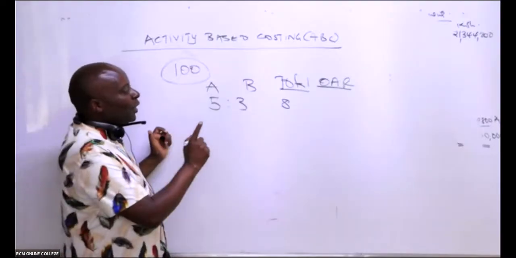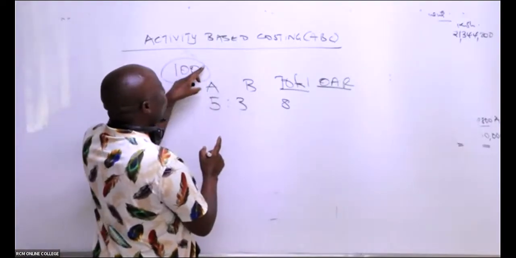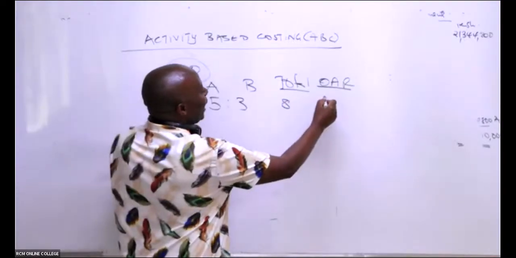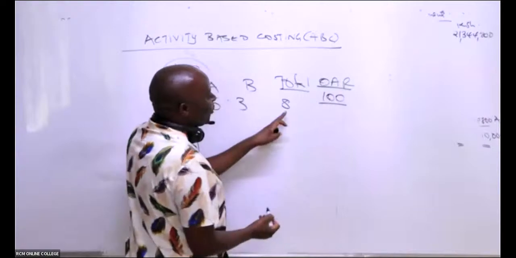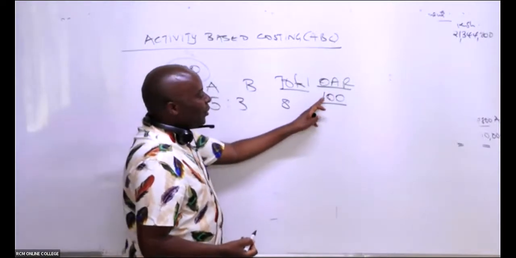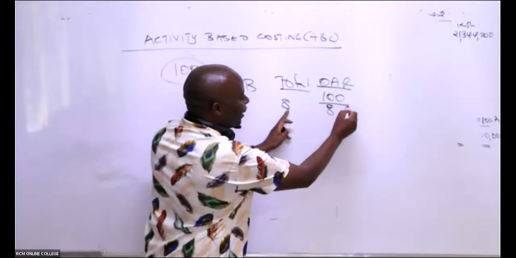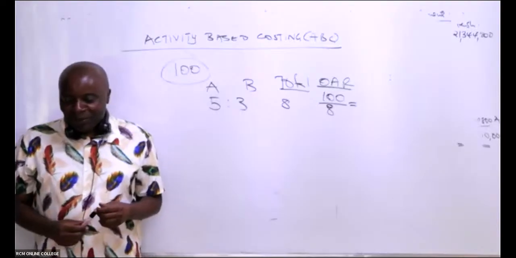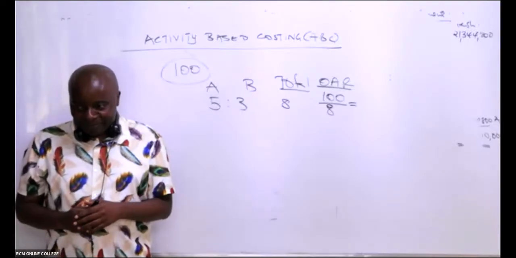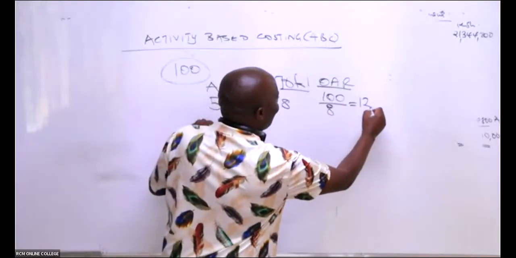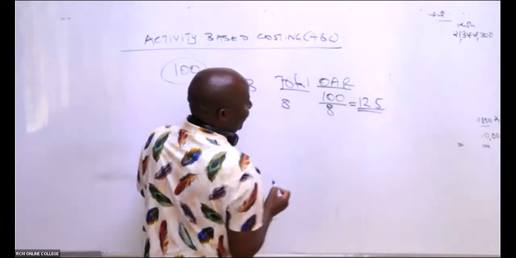So in terms of overhead absorption rate, they would want us to take the total overhead, which is 100, and then divide by the total proportion here. So 100 divided by what here, somebody? 8. So is there somebody who is able to give me this OAR? What is 100 divided by 8? 12.5, isn't it? So this gives me 12.5 per unit of the activity.